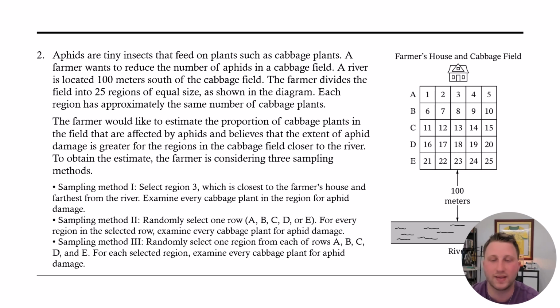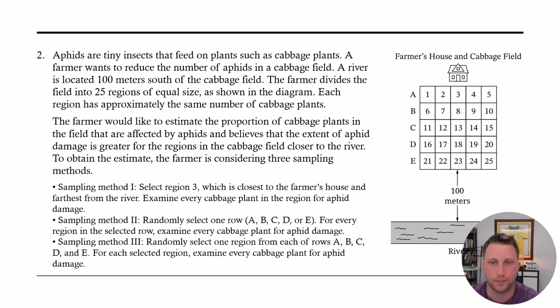And in this particular design of the field, the farmer's house is furthest from a river, which is on the other side of the cabbage field. And the farmer thinks that potentially the closer you are to the field, the more aphids there are going to be in the same area. And so what he does is he splits up the cabbage field into a grid of 25 regions, and you can classify these regions by rows.